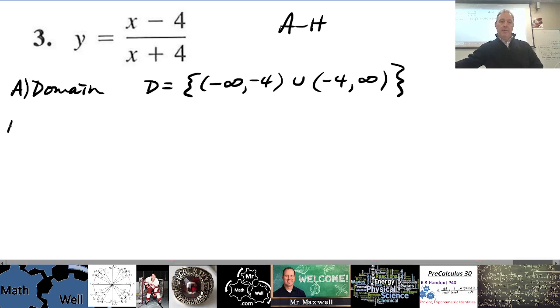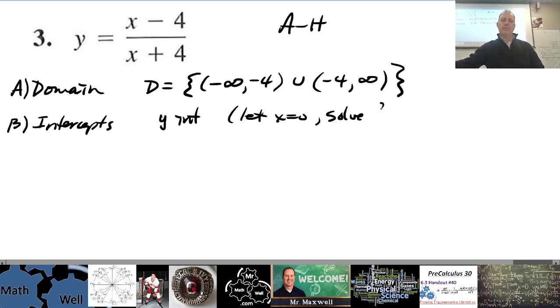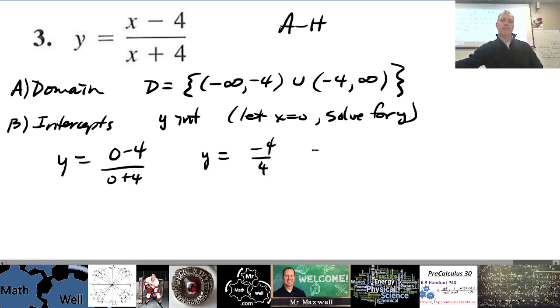All right, B. B is the intercepts, right? All right. So if we find the y-intercept first, that is let x equal 0, and then solve for y. So y equals 0 minus 4 over 0 plus 4. Y equals -4 over 4, or -1. So our y-intercept is (0, -1).